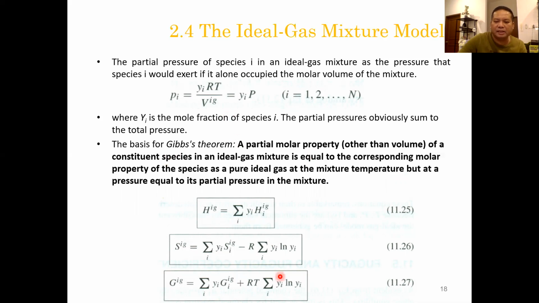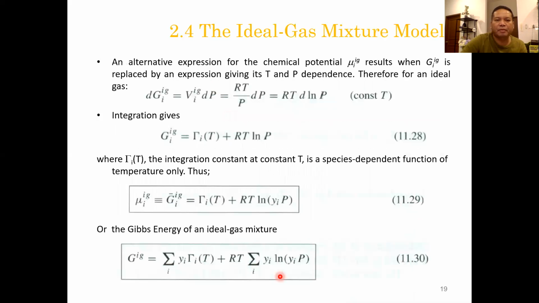I think we have seen this before. An alternative expression of chemical potential, mu_i ideal gas, results when G_i is replaced by the expression given in T and P independent. Therefore, for the ideal gas, this is G_i^ig dP.